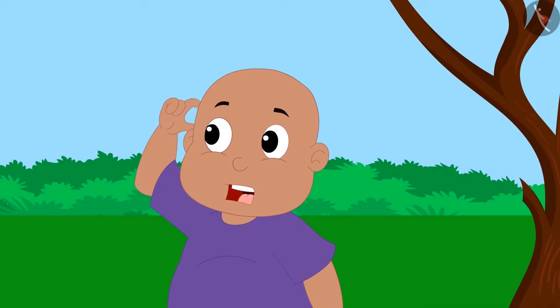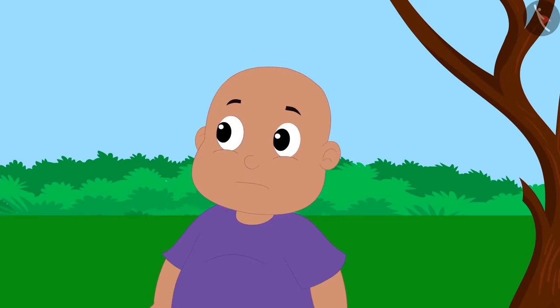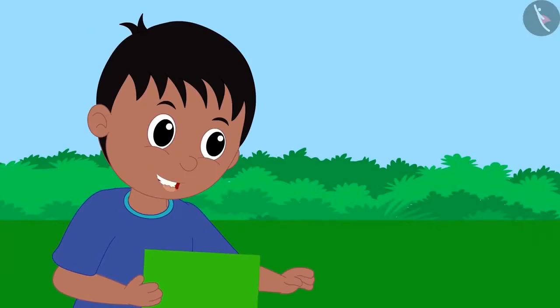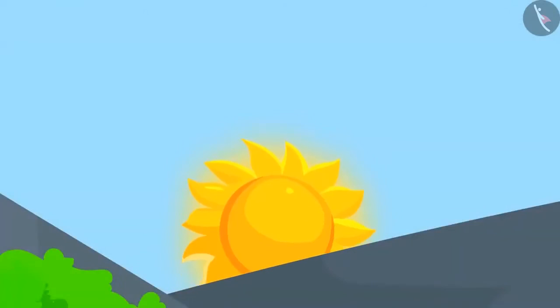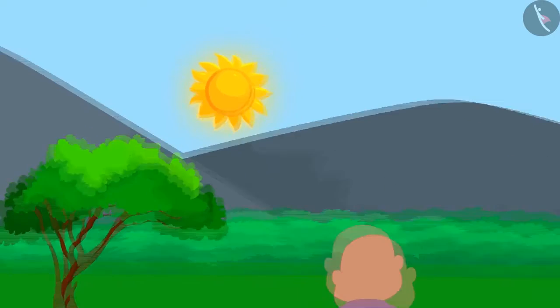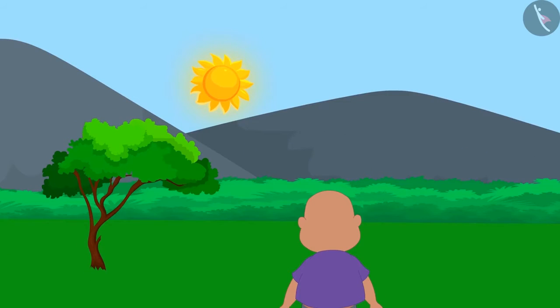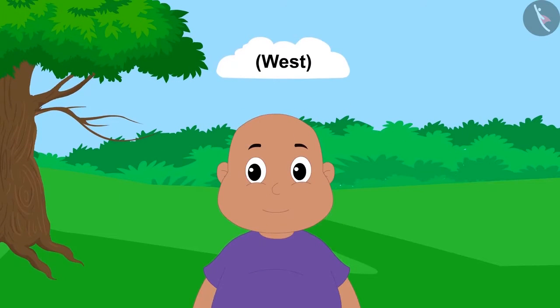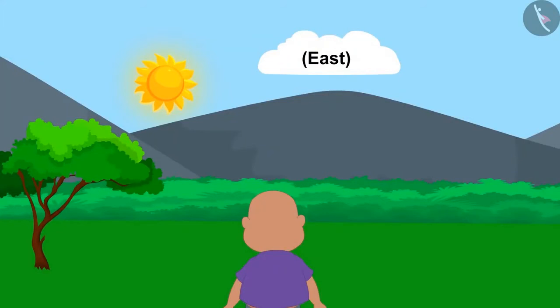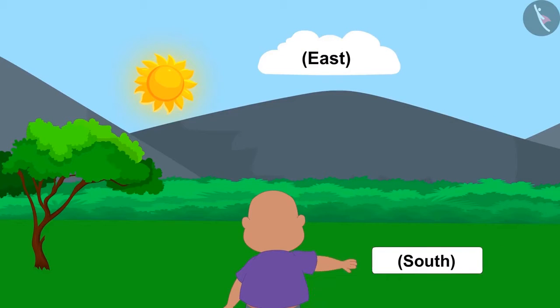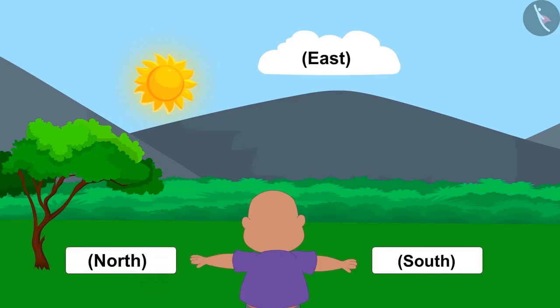But how are we supposed to recognize these directions? Now confused Bablu asks Raju. This is very easy. Suppose you are looking at the direction where the sun rises. So you are looking towards the east direction. West will be towards your back. South would be towards your right hand. And the north would be towards your left hand.